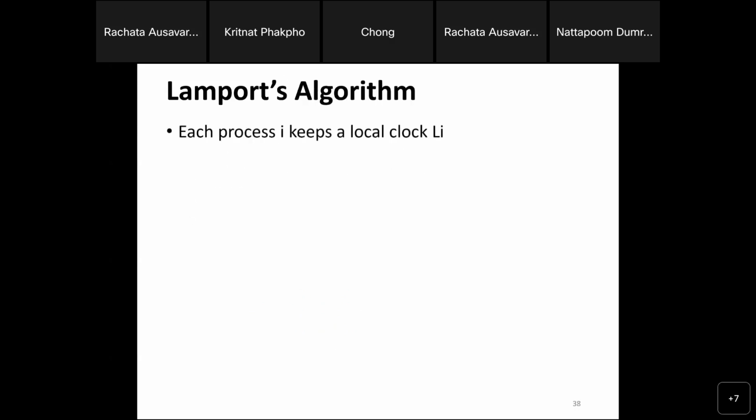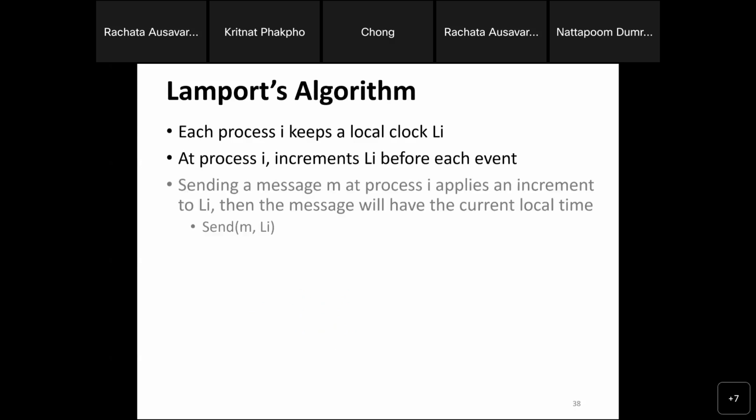Here's the algorithm. Each process in the CPU has a local clock Li. At process i, you increment Li, that's your sequence number. All right, Li becomes your sequence number for process i. When I want to send a message, I send M, the message itself, with my sequence number.